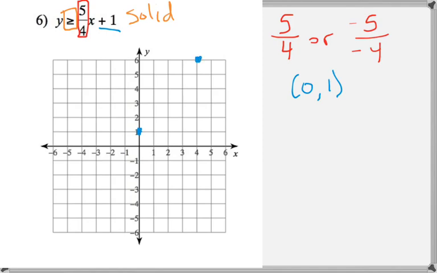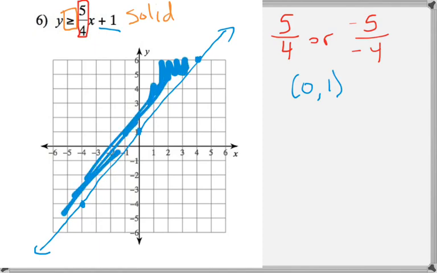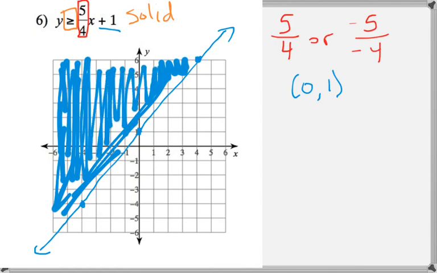Go back to your y-intercept, go down 5 and over 4. So now that I have all the points, I can go ahead and draw my solid line through there. All that's left to do is to determine what part we need to shade. Well, our inequality said y is greater than or equal to. So where are my y values greater? That would be above this line. So we're going to neatly shade in everything on this graph that is above that line.